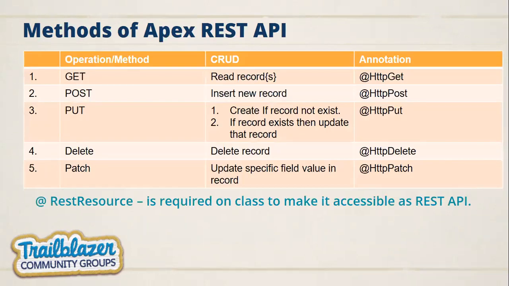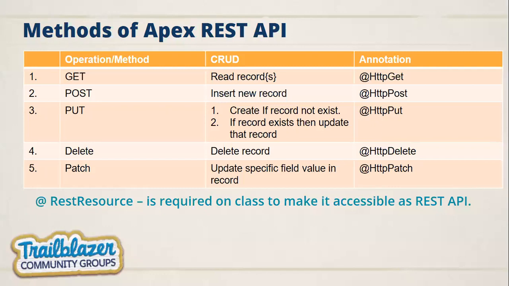So what are the methods of a REST API? What are the operations we can perform using a REST API? These are the five more important operations. This is GET. GET is used by default for retrieving records, getting a record from the Salesforce database. For annotation, we have to use HTTP GET. If you don't put the HTTP GET annotation on your method, it will not be treated as a GET method of the service. It will not be able to find that method.